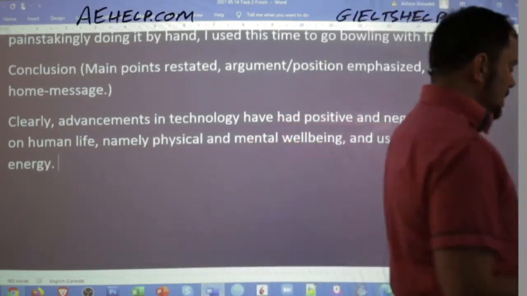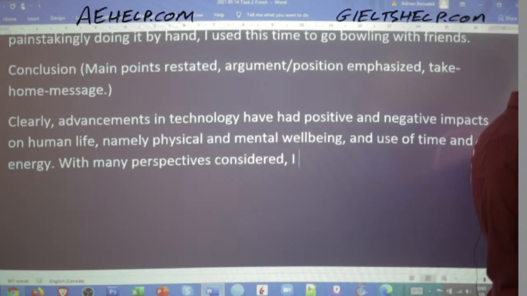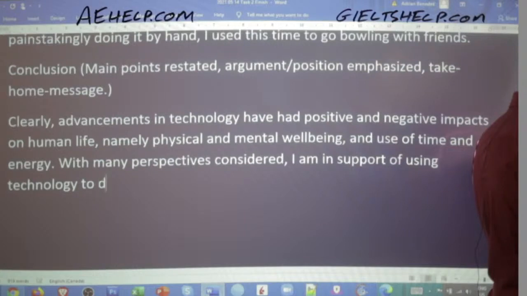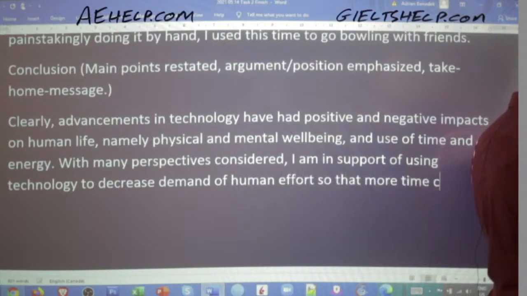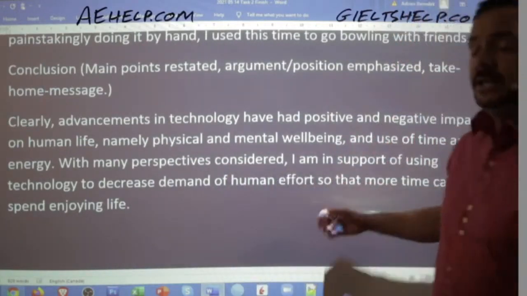Now my position. With many perspectives considered, I am in support of using technology to decrease demand of human effort so that more time can be spent enjoying life. Okay, so that is my perspective or my point restated, and now I need a take-home message.